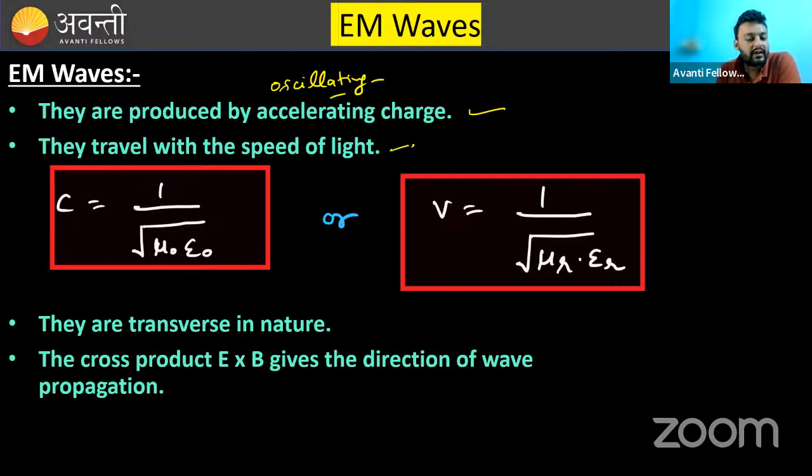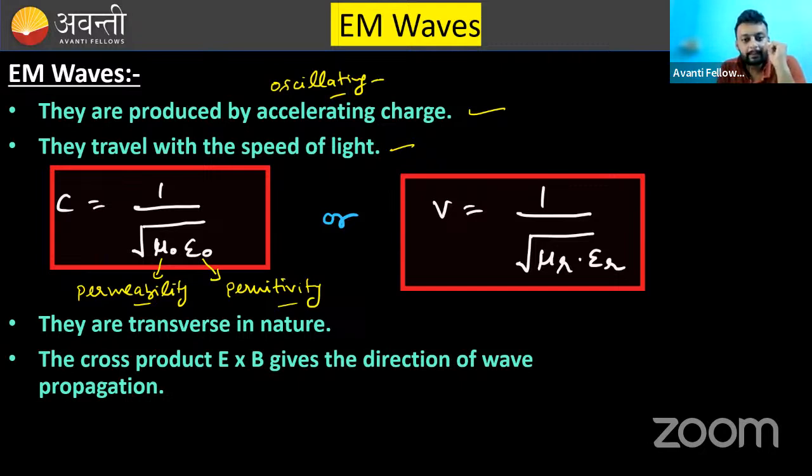They travel with the speed of light. In vacuum, the speed of EM waves is nothing but 1 over root of mu naught epsilon naught, where mu naught is what? Do you know what mu naught is, and what is epsilon naught? Mu naught is permeability, and epsilon naught is permittivity.